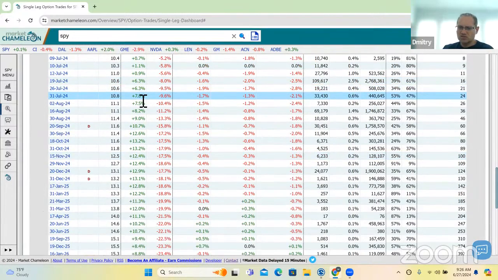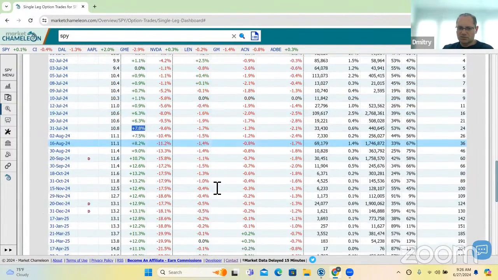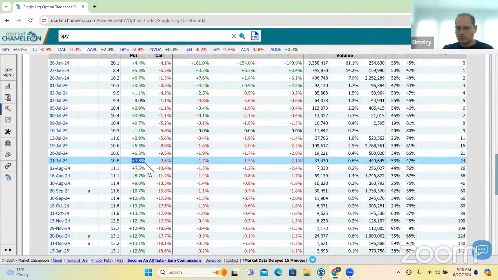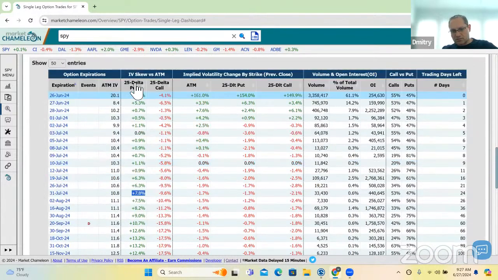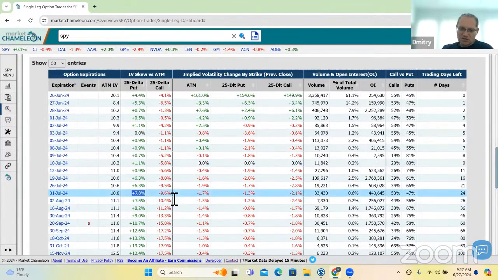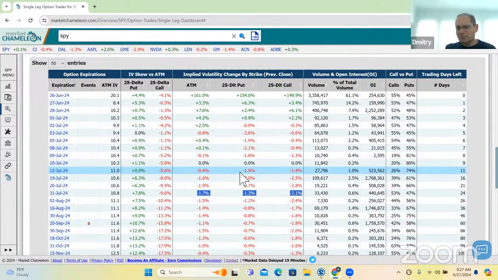July 31st, and here we could see that this skew, if we just look at two metrics, is increasing as the strikes go down to the 25 delta, and it's decreasing as the strikes go up to the 25 delta. And then what about the change? So here, what we're looking at is the change in the at the money, the 25 delta put, and the 25 delta call from the previous day. So this is the change.